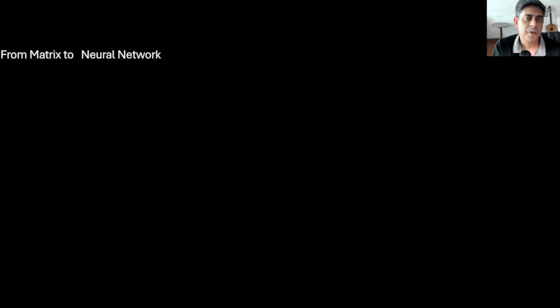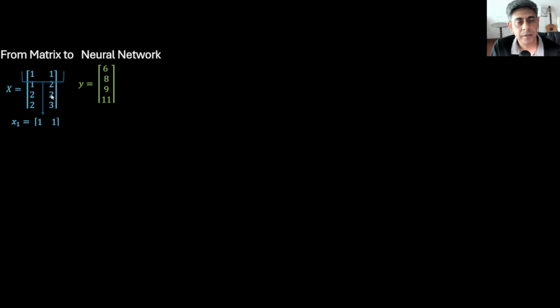Okay, so now we are moving to the most important area: from matrix, how it goes to the neural network. What is the connection between these two? So let's take this matrix here, and this is your input matrix and this is your label. Now I take only one row from here, which is 1, 1, which is x1, and then I can say that it has two components, x11 and x12. And then if I have to apply the Wx = y formula, then it is basically Wx1 and the y1, which is nothing but the 6. Only one row has been taken here.